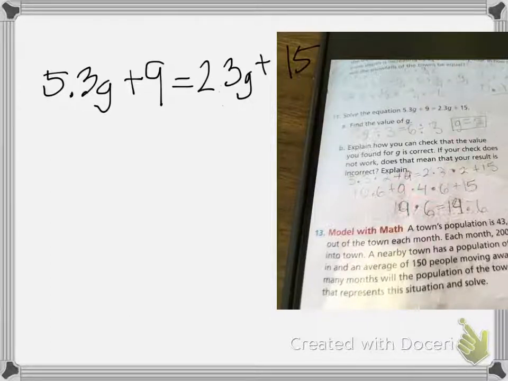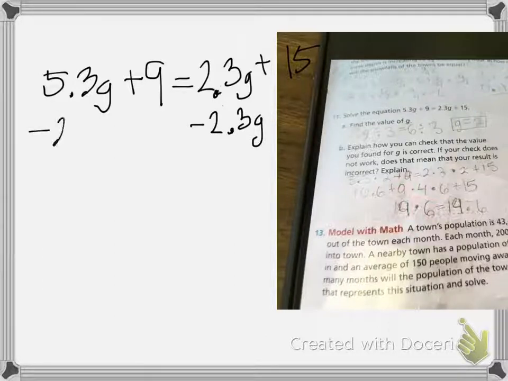So the first thing we're going to do is combine like terms. We're going to combine the 2.3g, or we can combine the 9 and the 15, whichever one you want to do first. I recommend moving the letters, variables this way, and the numbers this way, but you can do it in any order that you want.